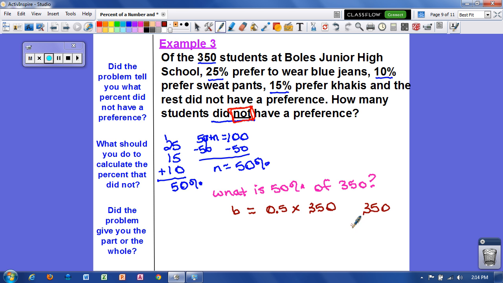So I have 350 times 0.5. 0 times 5 is 0. 5 times 5 is 25. I'm going to carry that 2. 3 times 5 is 15, plus 2 is 17. And then if I multiply everything by this 0, obviously I'm just going to get 0, so I can just stop here. I have 1 decimal place up here, so I have to have 1 decimal place in my answer. So that means that the number of Bowles students who do not have a preference would be 175.